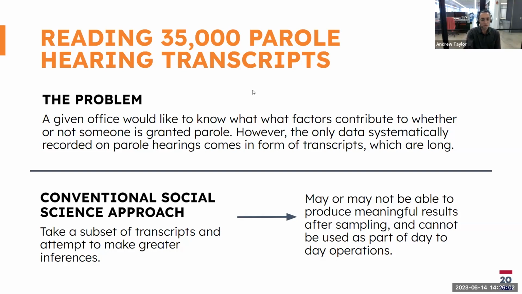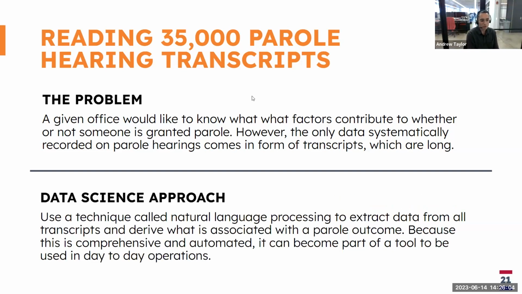What the researchers on this project did instead was use techniques more commonly seen in data science, in this case something called natural language processing, but also what Bobby was referencing, a technique called optical character recognition. In short, they were able to extract data from all the transcripts and derive what was associated with the parole outcome in an automated way, using code that's able to read human English and convert that into data that can be analyzed. And because this is fully automated, they were also able to develop a prototype of a tool that feasibly could be used as a part of day-to-day operations.